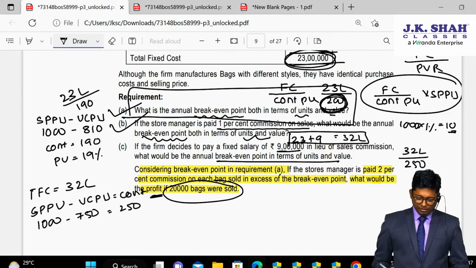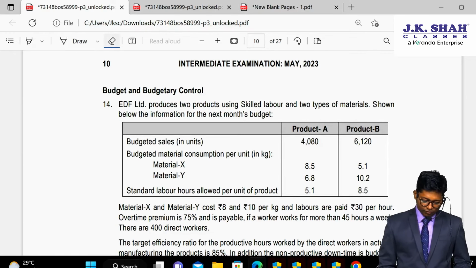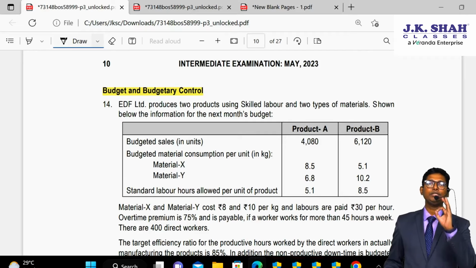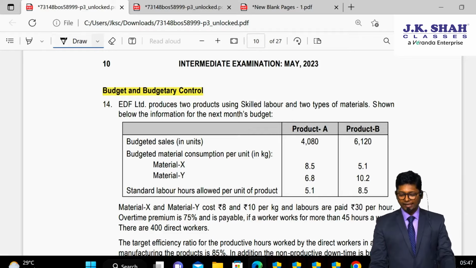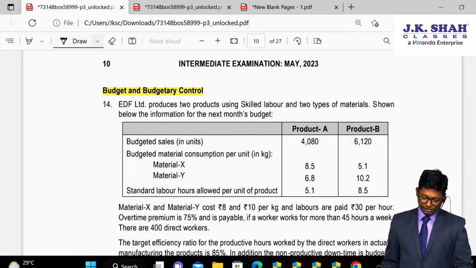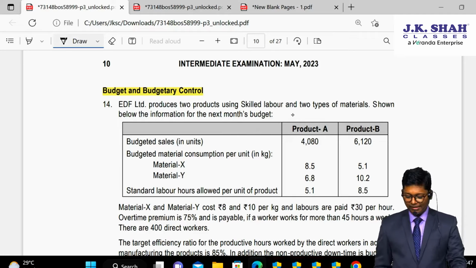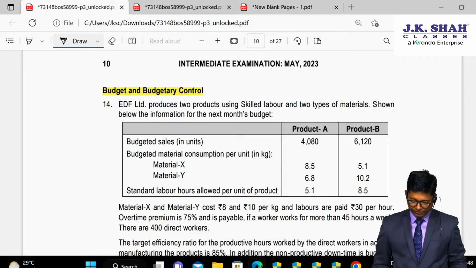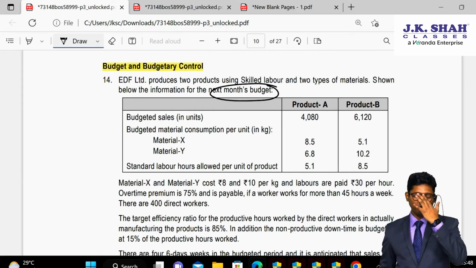The last chapter which is covered in practical illustration is budget and budgetary control. Again, this is the question from classwork section JKC. First sum from classwork is similar type of question, and similar figures are given. Let's have a discussion. EDF Limited produces two products using skilled labor and two types of material. Means laborer is of one grade, but your material is of two different types. Shown below is the information for the next month's budget, monthly information is covered.